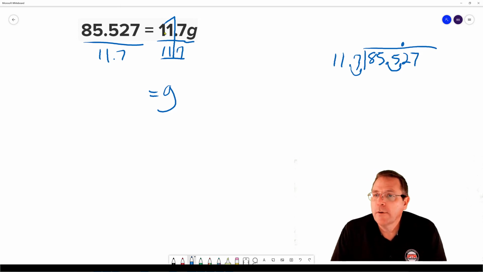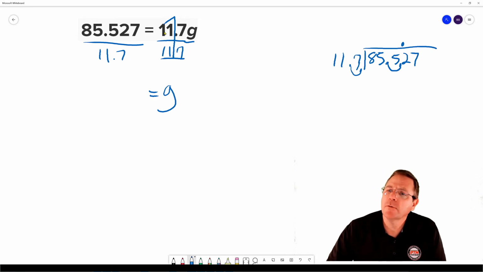Now we've got to figure out how many times 117 is going to go into 855. Let me think. 5 or 8 times 7, and it has to be 7. So we're going to start off with the 7 right here, and that's going to give me a 49. That's going to give me a 7 plus 4 is going to be an 11, and then that's going to give me a 7 plus 1 is going to be an 8.